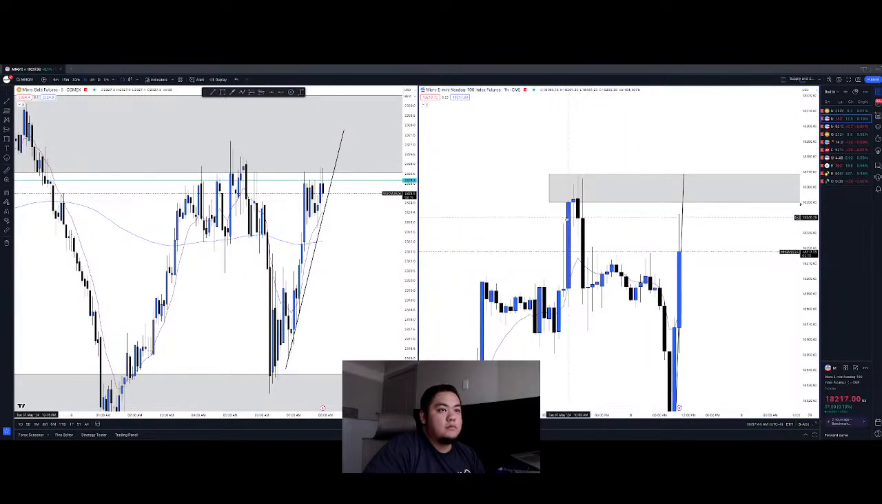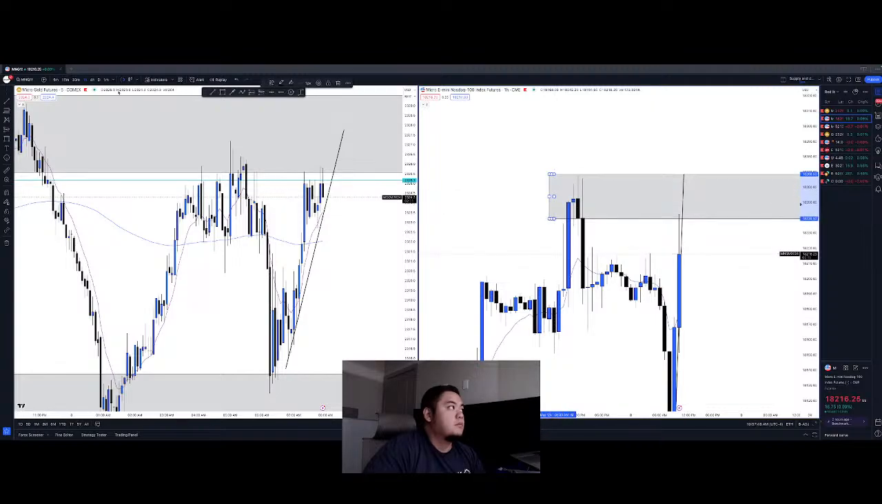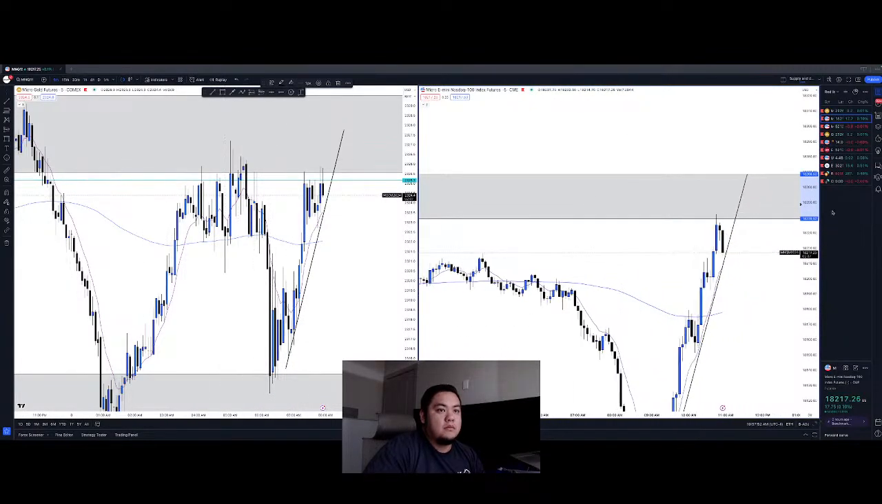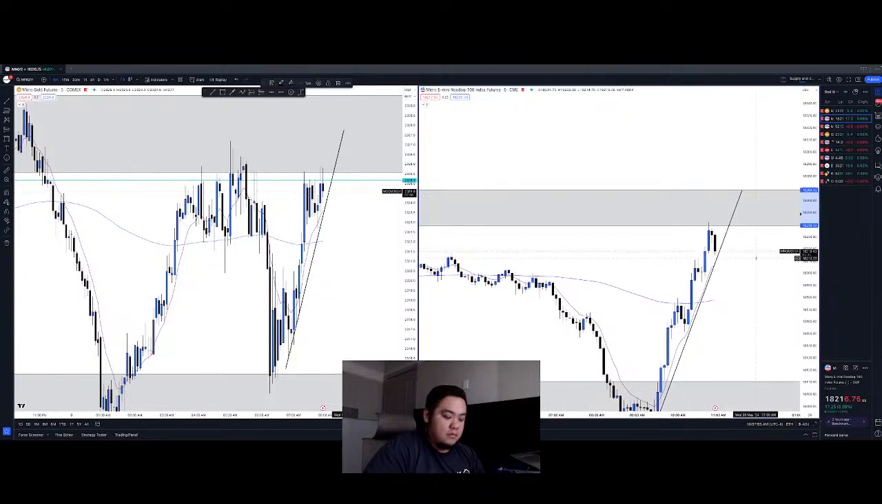The 1 hour closes in 2 minutes though, and it's extremely bullish. So unless there's a massive rejection right now, I don't see it. I think it's going to keep pushing higher.